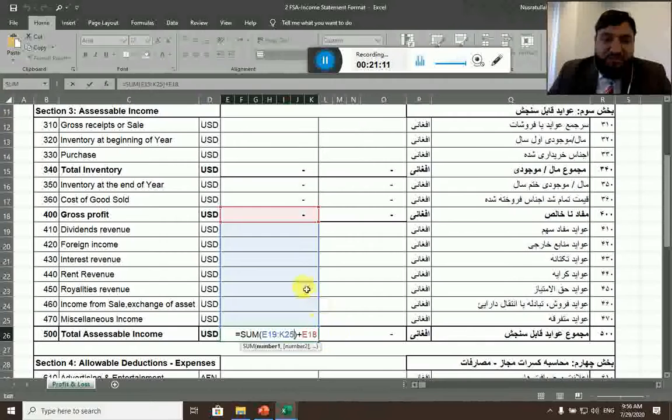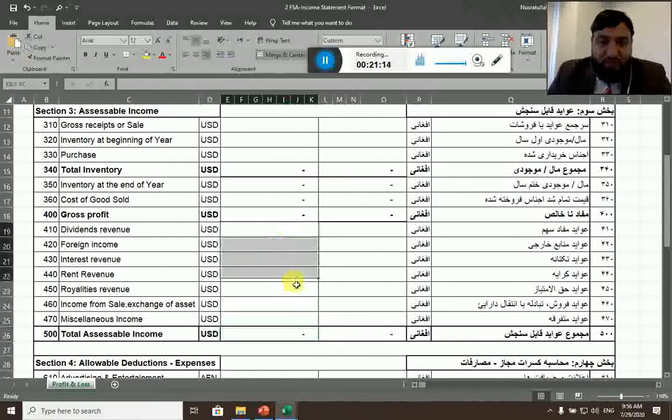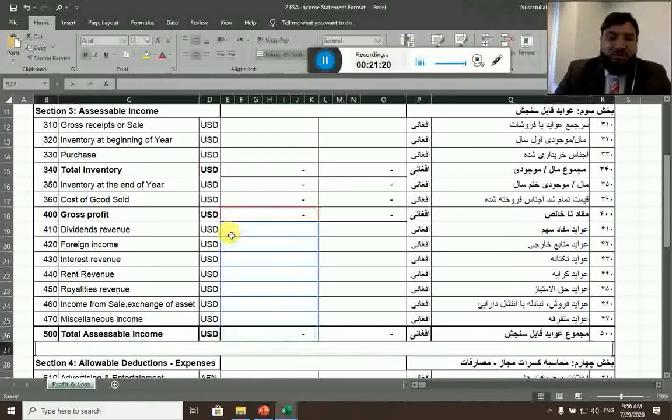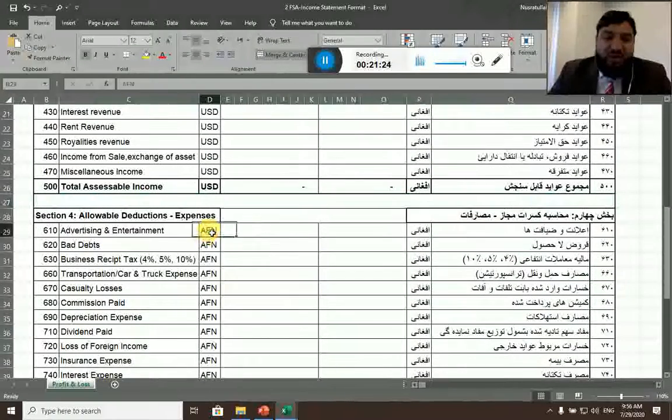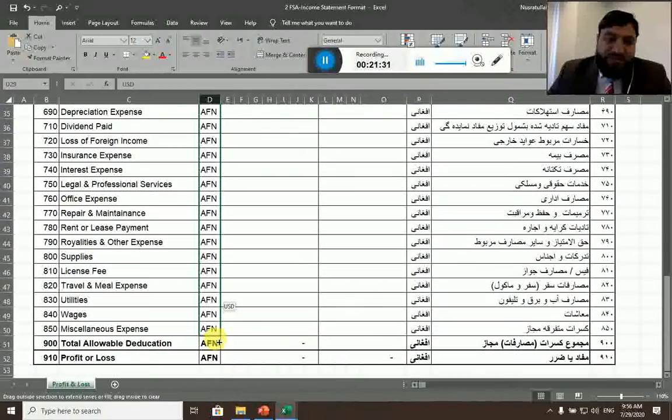Total assessable income is the total of all these incomes plus the gross profit. You can see total of all of these plus the gross profit. Right here, Afghani figure, and there dollar figure. Now we come to the expenses portion.